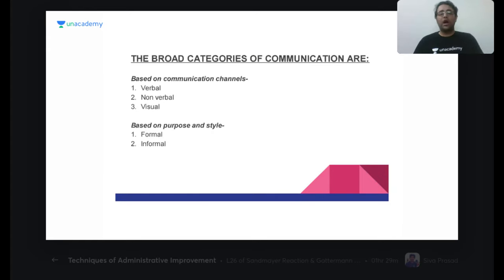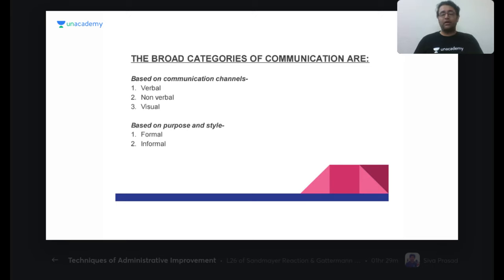Okay, the broad categories of communication are as under. Based on communication channels, we have verbal, non-verbal, and visual. Based on the purpose and style, we have formal and informal. Before we start reading the slides, let's quickly discuss what we mean by verbal, non-verbal, and visual. Verbal communication is through speaking. Right now, I am doing verbal communication. I am talking to you, but what you are responding to me is non-verbal communication because you are not speaking to me. You are typing and sending me messages.